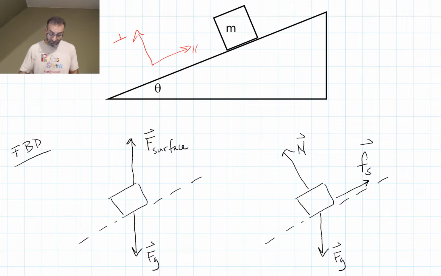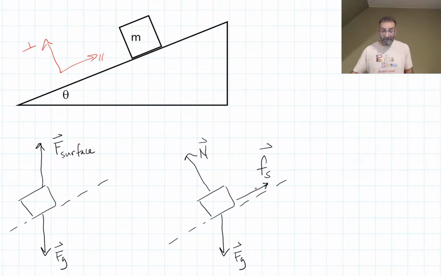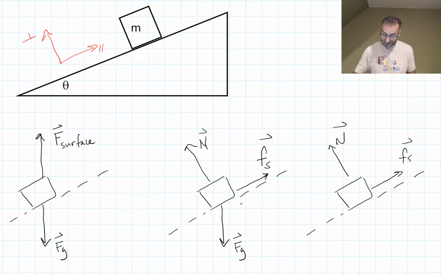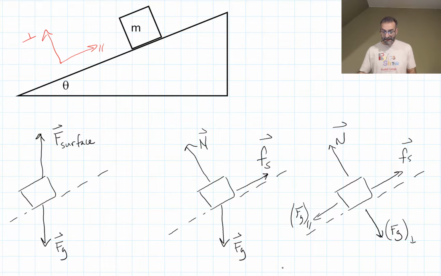whatever you like. So now I can split this up into its components. The normal force and the friction force are already in this coordinate system. I don't have to break them up into components. But my force of gravity needs to be broken into components to get it into this nice coordinate system. So it has a component parallel to the surface and a component perpendicular to the surface. And let's take a look at what those are.